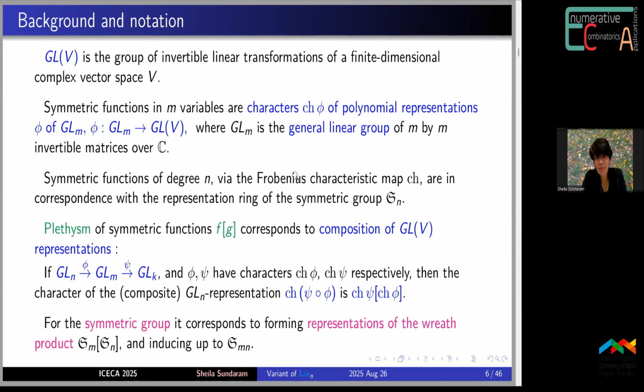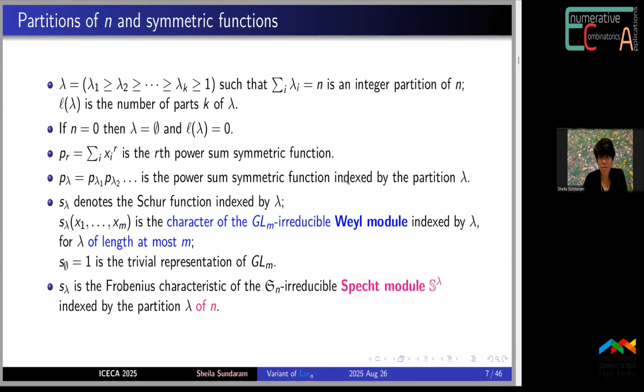They're also, via the Frobenius characteristic map, in one-to-one correspondence with representations of the symmetric group Sn. Plethysm, which I'll be a little more careful about defining in a minute, corresponds to composition of GL(V) representations on the one hand. I won't be saying very much about Kronecker products, so I'll just leave it at that here. Okay, and this, fortunately, Sylvie has already more or less gone over, and Richard also yesterday.